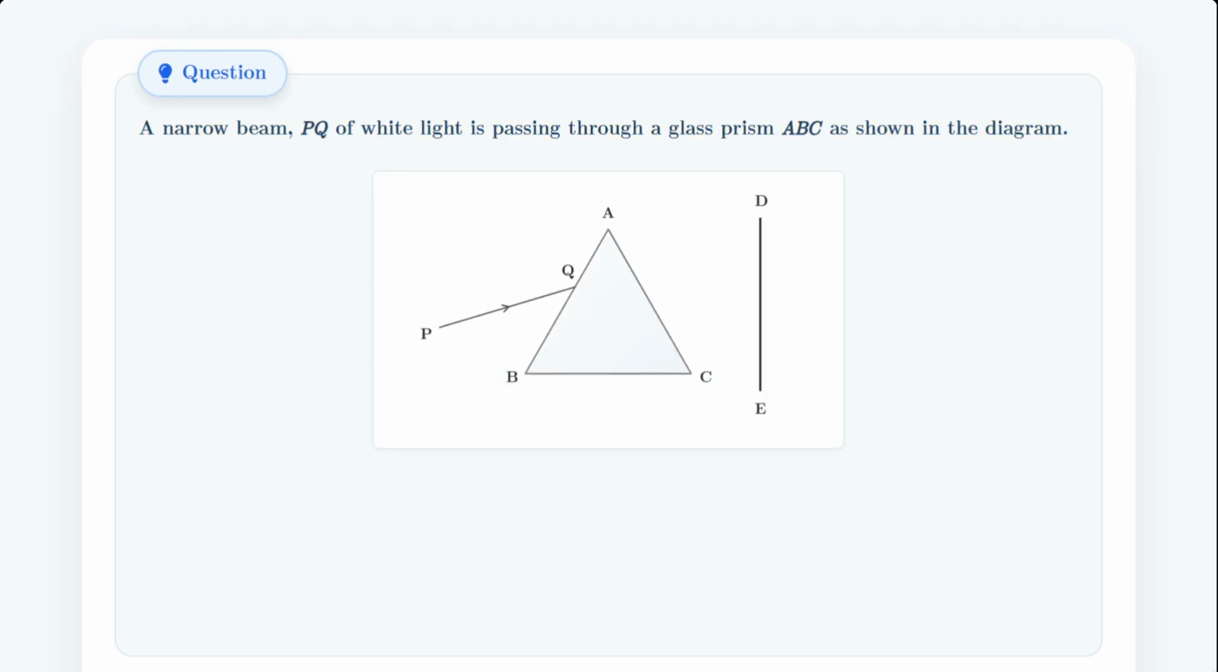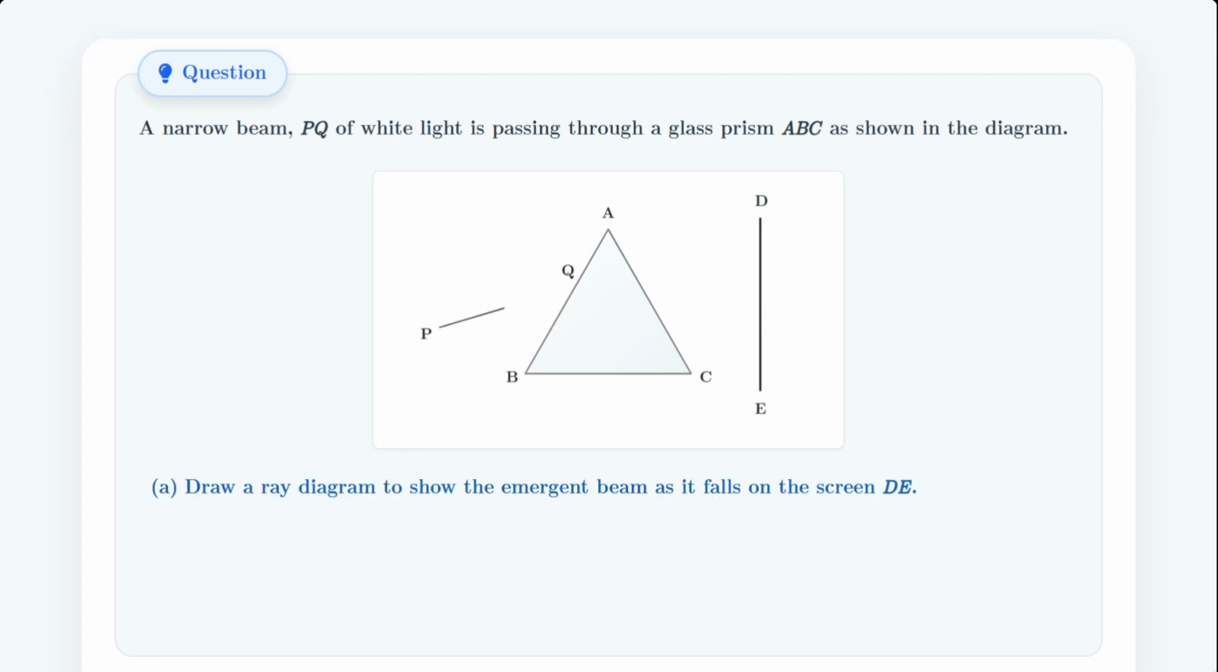Let's look at this question based on the refraction of light through a prism. A narrow beam, PQ, of white light is passing through a glass prism ABC as shown in the diagram. Notice the incident ray PQ striking the face AB of the prism. DE represents the screen.